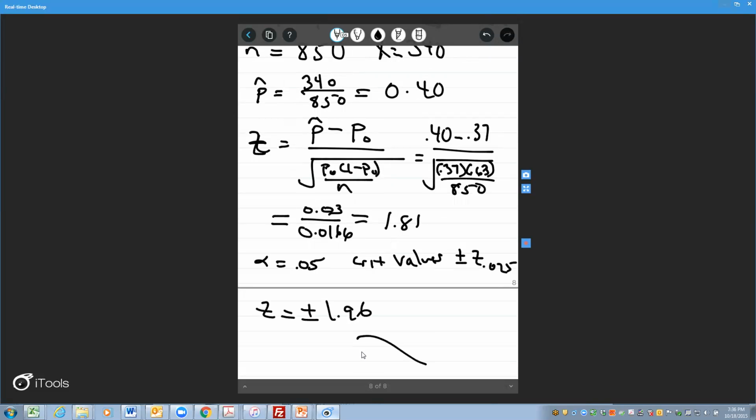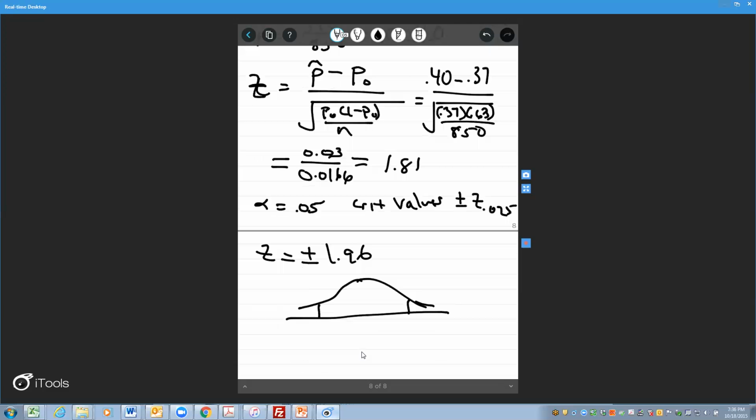So what does that mean? Here's minus 1.96 and here's plus 1.96. I need to be in either one of those two critical regions to reject my null hypothesis. And I'm sitting here at 1.81. That does not get far enough away from the mean. So we fail to reject the null hypothesis.